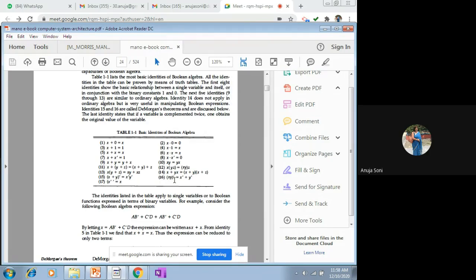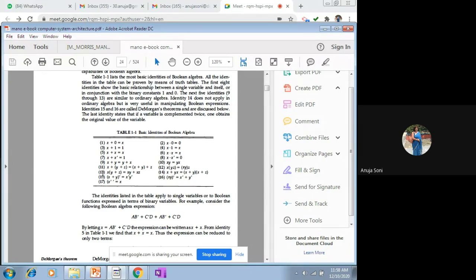Similarly, (x into y) dash will be equal to x dash plus y dash. The AND gate is replaced by the corresponding OR gate, and the dash comes separately to the individual variables, x dash and y dash. So these two collectively are termed your De Morgan's law.